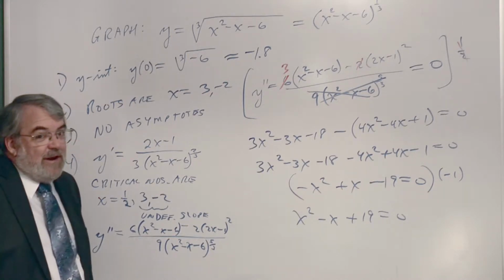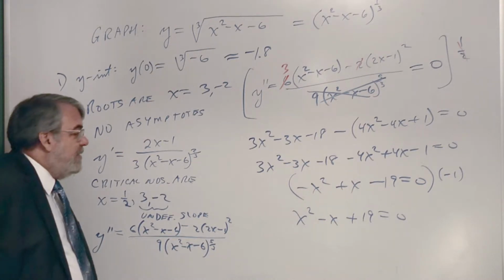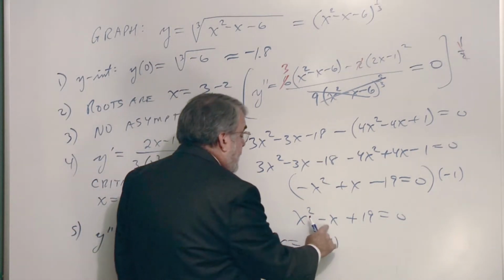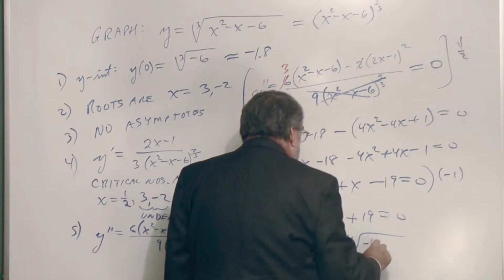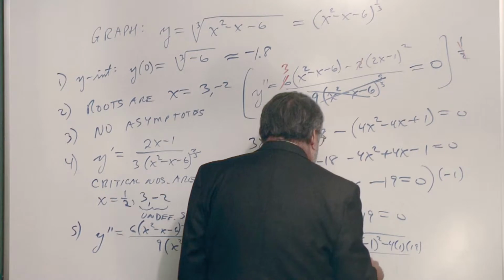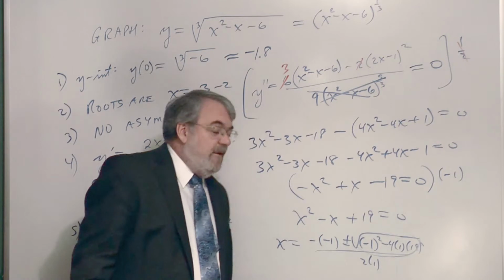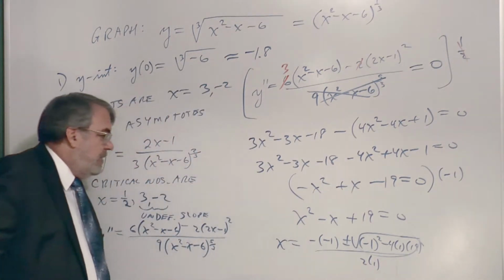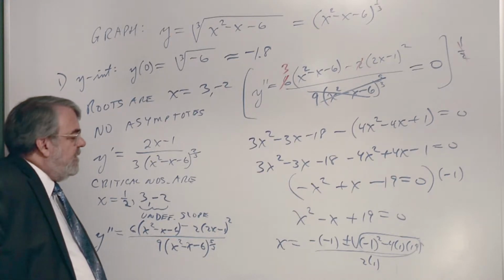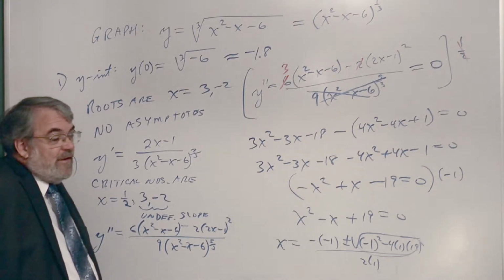We can use the quadratic formula on it because it's not going to factor. If we use the quadratic formula, x would be negative b plus or minus the square root of b squared minus 4ac, over 2a. What we have here is a big negative number under the root, negative 75 maybe. Anyway, it's a complex number. There's no real solution there.